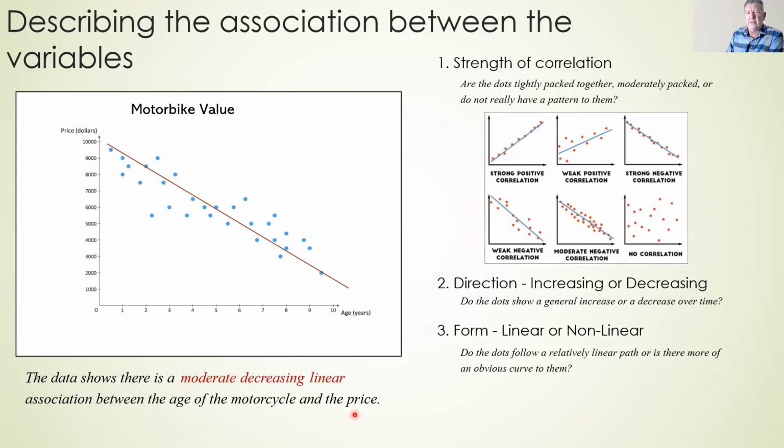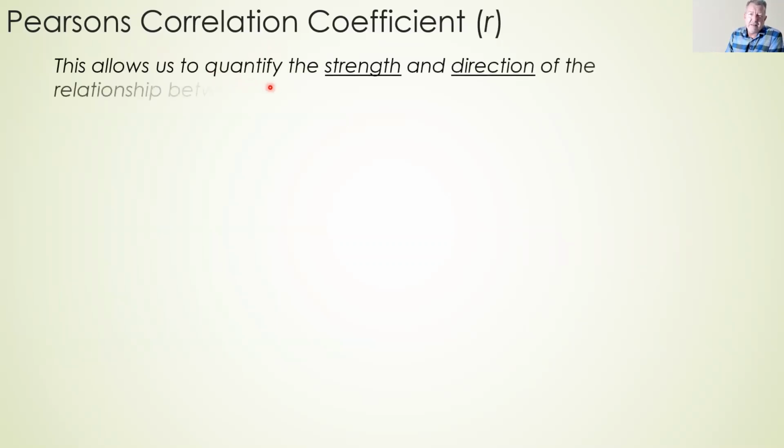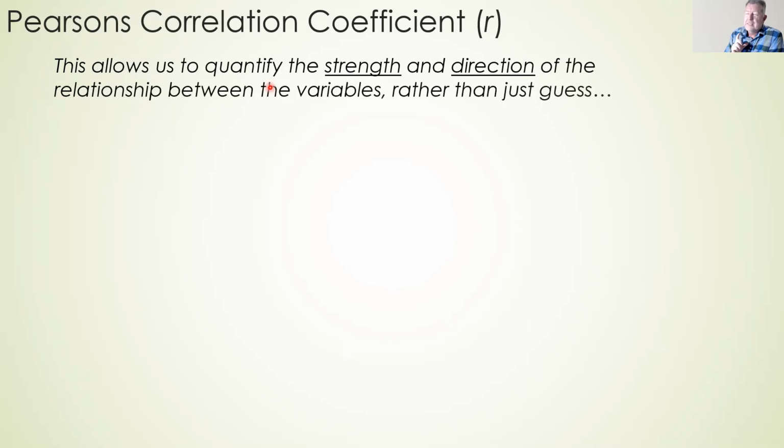Not overly accurate though, is it? No, it's all pretty subjective. So what I might think is moderate, you guys might think is actually closer to weak. But again, you have to check the scale. There is a way though that we can get more accurate, and that's using Pearson's correlation coefficient. This allows us to quantify the strength and direction. So it gives us a number that we can use to describe it, and we can be consistent with this number, rather than just a guess, which is what we're doing by eye.